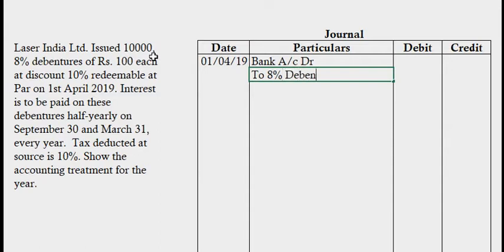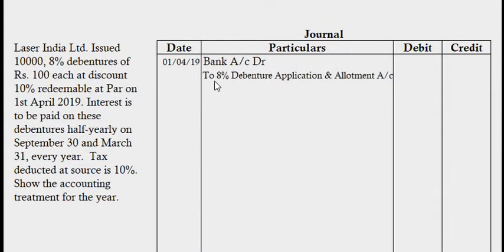8% debenture application and allotment account. Bank account debtor to 8% debenture application and allotment. Unlike shares, usually debentures are paid in lump sum. That's why both application and allotment are credited together. So the amount received is credited to debenture application and allotment.